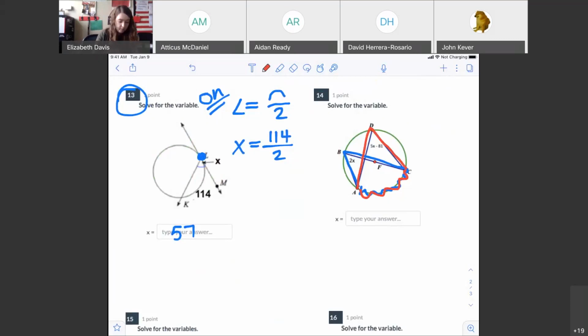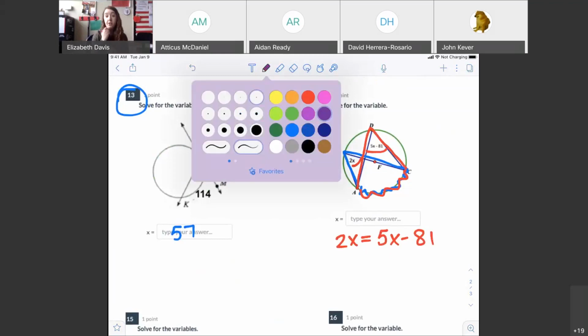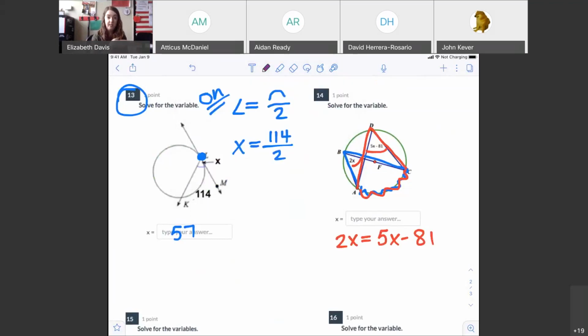Okay, so we're going to set these two things equal to each other. Since they both have the same arc, that means that these two angles must be the same. So we'll set 2x equal to 5x minus 81. Now, for some reason, these problems get kids all sorts of upset. So make sure that you get all of your variables to one side.